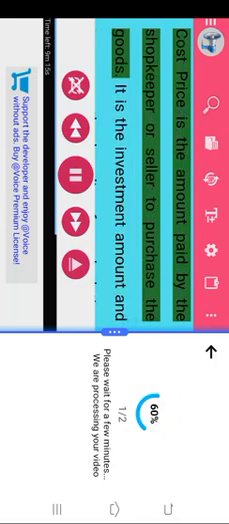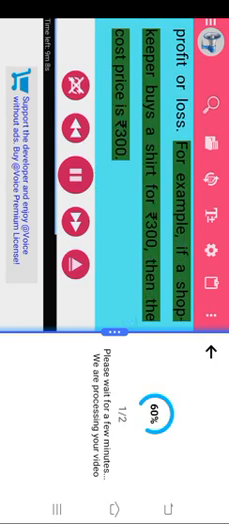In any commercial transaction, there are 3 important values involved: cost price CP, selling price SP, and marked price MP. Cost price is the amount paid by the shopkeeper or seller to purchase the goods. It is the investment amount and serves as the baseline for calculating profit or loss. For example, if a shopkeeper buys a shirt for 300 rupees, then the cost price is 300 rupees.